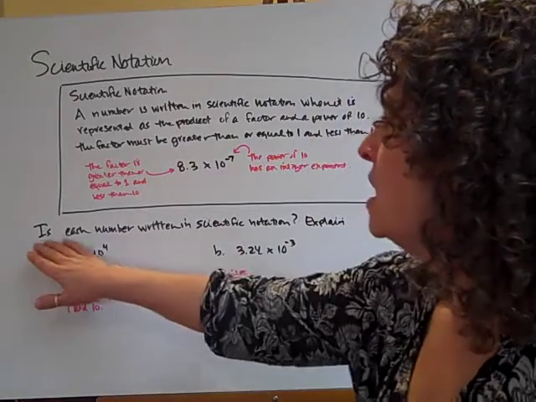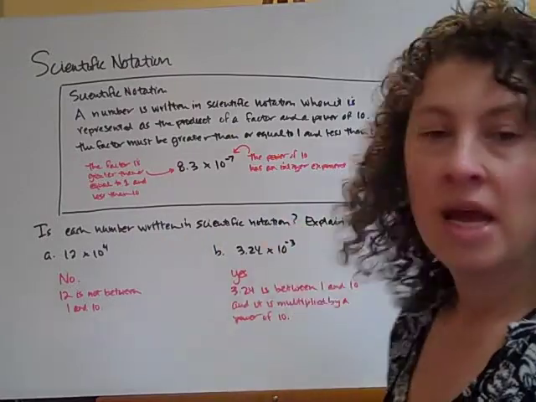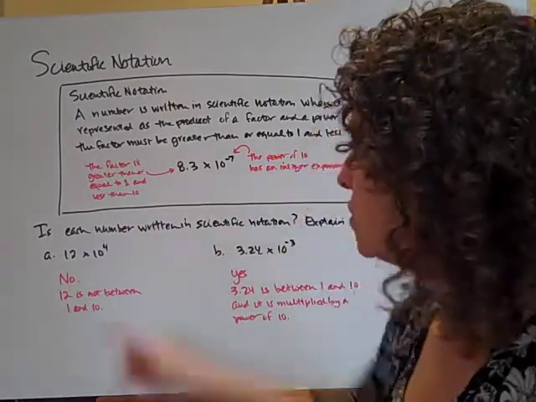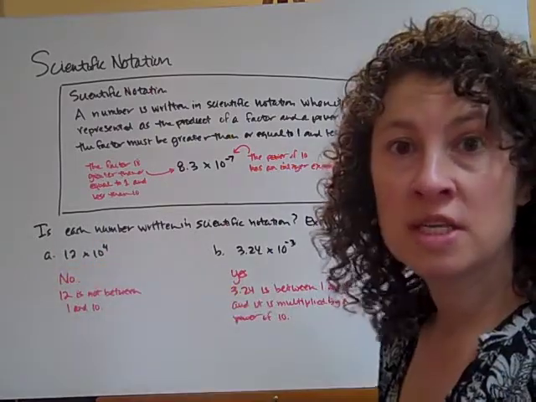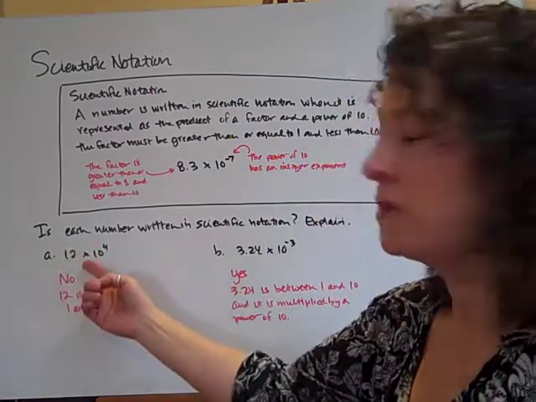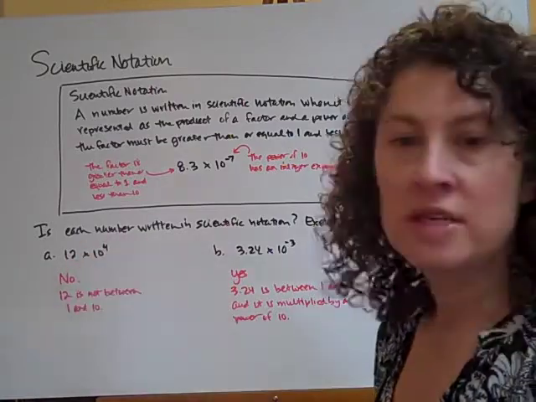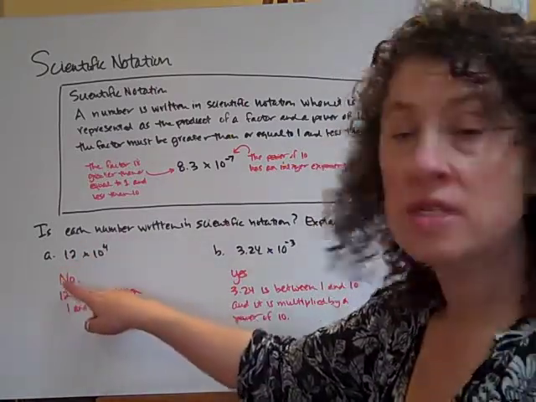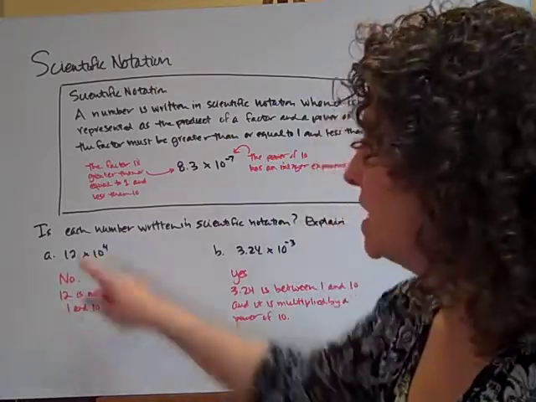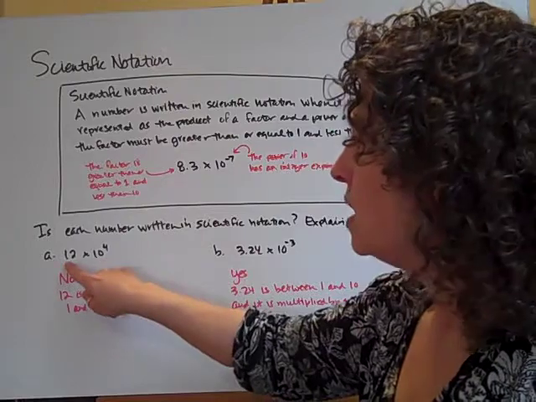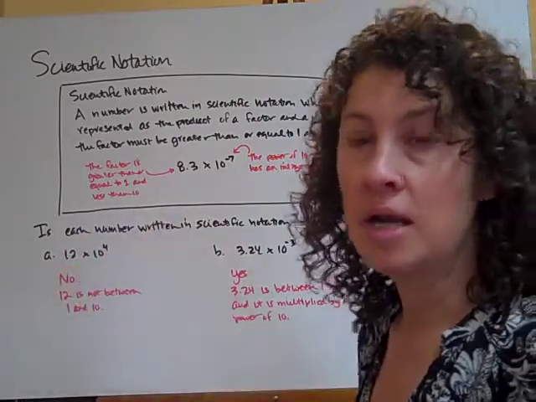All right, so we're going to take each number and we're going to see if it's written in scientific notation, and we're going to explain why or why not. So our first number, 12 times 10 to the 4th power. So this looks very much like scientific notation. I've got a number, I've got a multiplication symbol, I've got a power of 10. However, this 12 is not between 1 and 10. So no, this is not scientific notation because 12 is not between 1 and 10. So we have the power of 10, but it's that 12 that's throwing things off. It looks it, but it's not exactly.